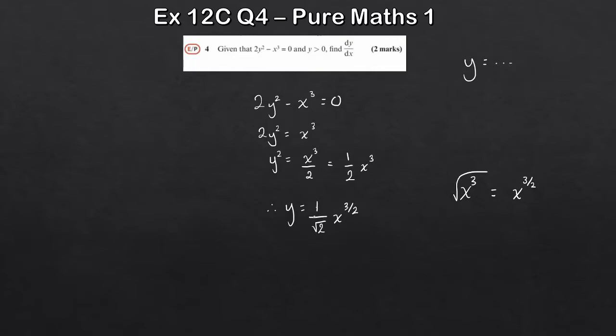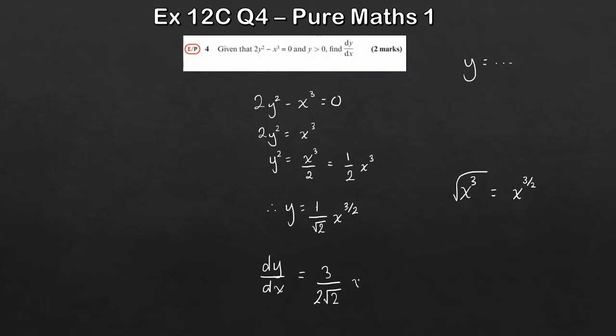And then from here, this is where we now differentiate. So we've done all the legwork to get to this point. Now we just differentiate. So dy by dx, times your constant here, 1 over root 2, by this power. So that'll give us 3 over 2 root 2. So 1 over root 2 times 3 over 2 is 3 over 2 root 2.